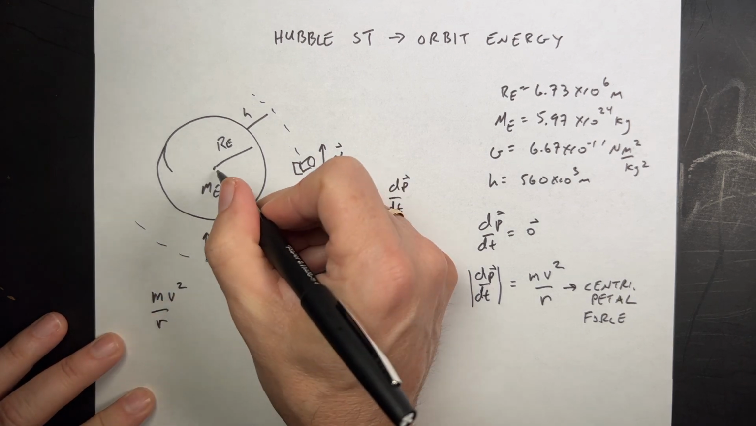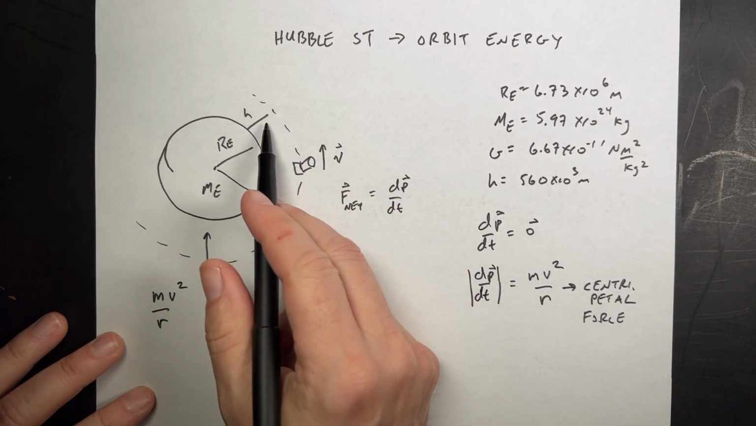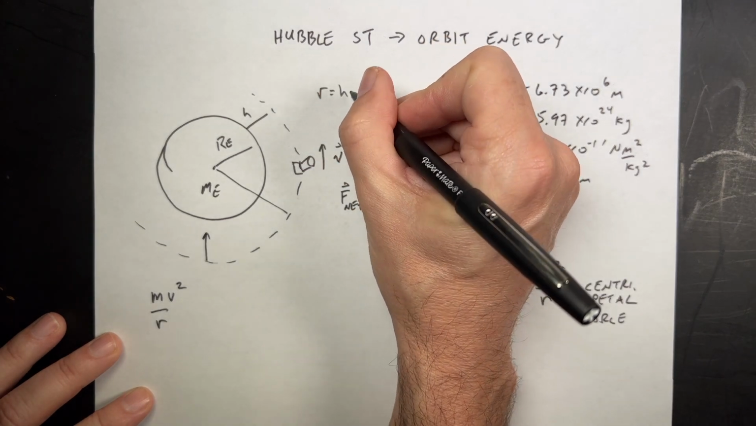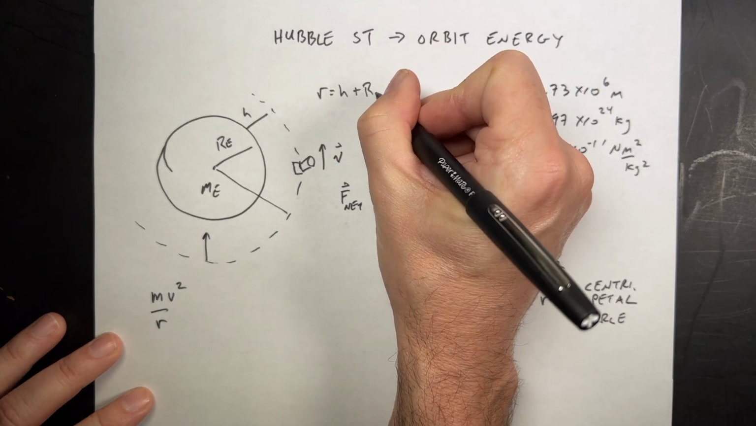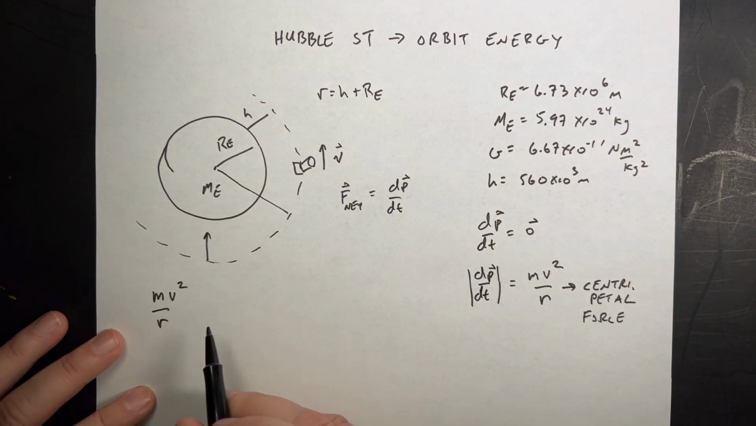Now, be careful here, because r is actually this value. It's the radius of the circle, and we're given the height as h. So r equals the height, the altitude h, plus the radius of the Earth. Just so you know, that's what we're talking about.